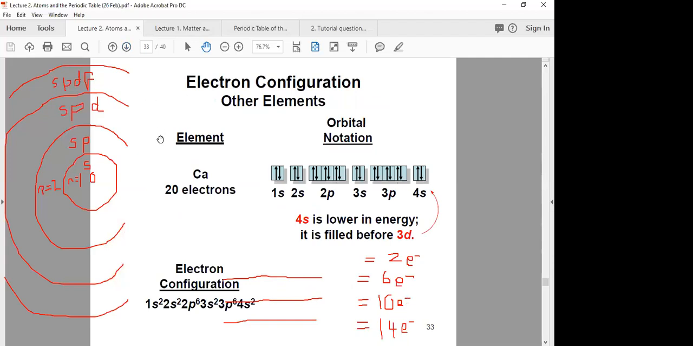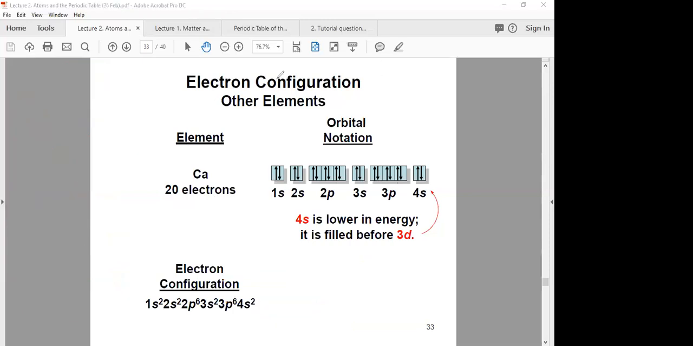Okay, and finally, one of the funny ones where the order doesn't quite go in the right order. Calcium has 20 electrons according to the periodic table, and I just need to clear something here. There we go, that's better. All right, electron configuration. We need to place 20 electrons for calcium.